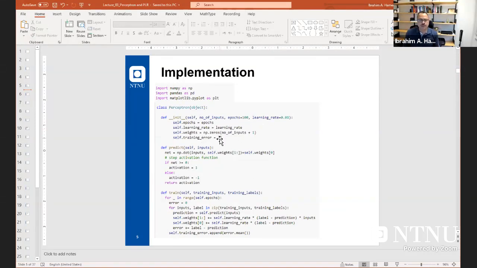So I need to initialize it to some 0 values or some random values, correct? And I will use this for calculating the predictions. And when we calculate predictions, we need to calculate the error, and we will use the error when we go backward for adjusting the weights.